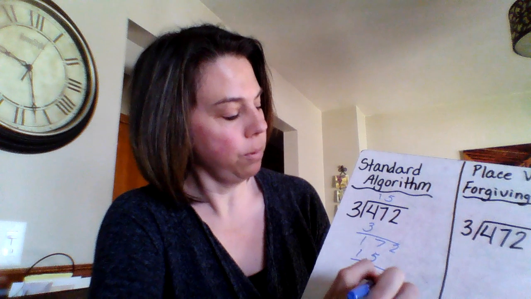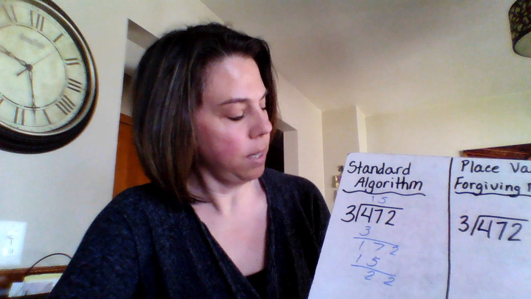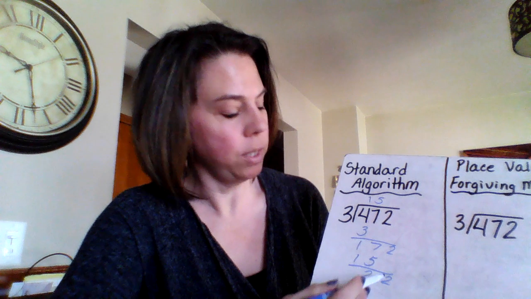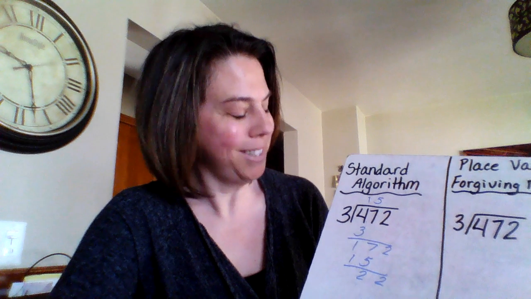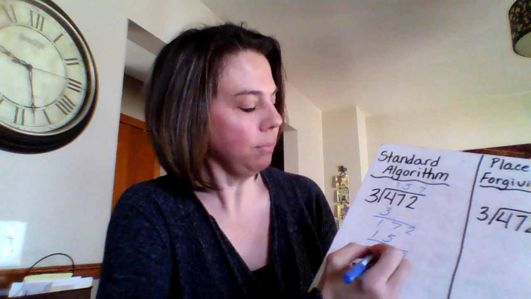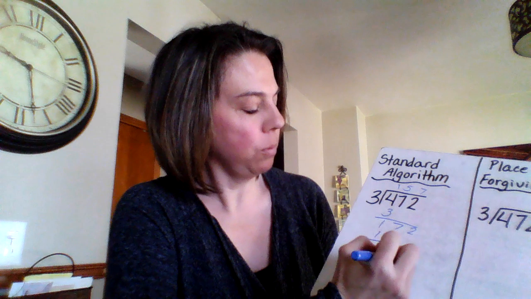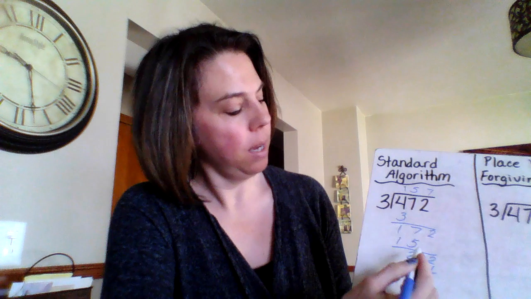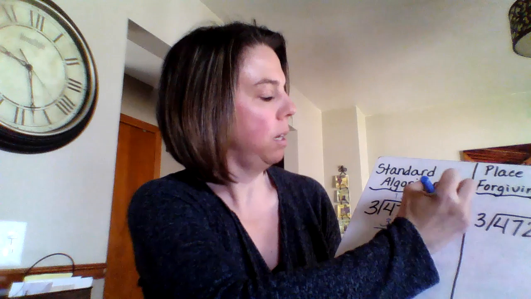2, bring down the rest of the problem. And then 3 goes into 22 7 times. So 3 times 7 would be 21. And then you would get a remainder of 1.